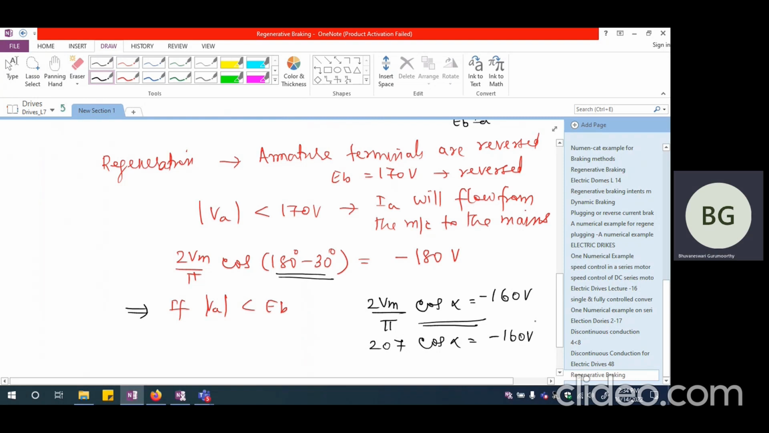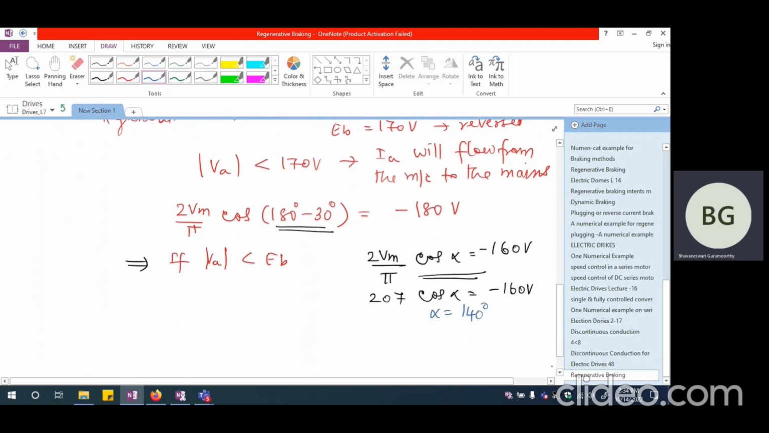So I should be able to say alpha equals cos inverse of minus 160 divided by 207. That is what I'll have to find out. So that is going to be about 140 degrees. So I'm going to have this firing angle now shifted from 30 degrees to 140 degrees. If I do that, then I may be able to achieve regenerative braking.